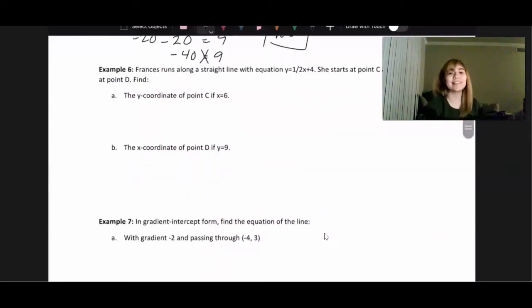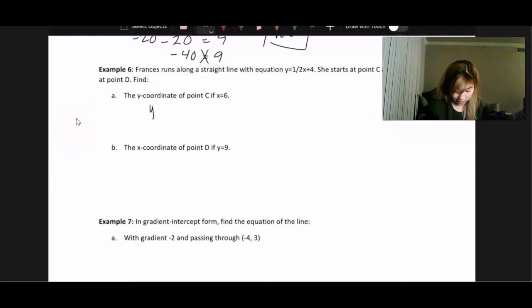Anyways, example 6. Frances runs along a straight line with the equation y equals 1/2 x plus 4. She starts at point C and finishes at point D. Find the y-coordinate of C if x equals 6 and the x-coordinate of point D if y equals 9. Same thing as we've done in previous examples. You just plug in either the input to find the output or plug in the output to find the input.